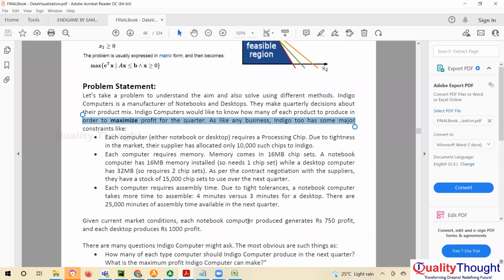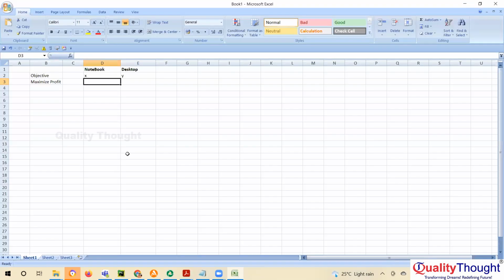It says that a notebook generates 750 rupees profit, and a desktop produces 1000 profit. So the profit would be 750 into X plus 1000 into Y, correct? This is the profit. Each notebook is giving 750 rupees profit, and desktop is giving 1000 rupees profit, right? So if we know X and Y, we can easily calculate how much profit they're going to make.